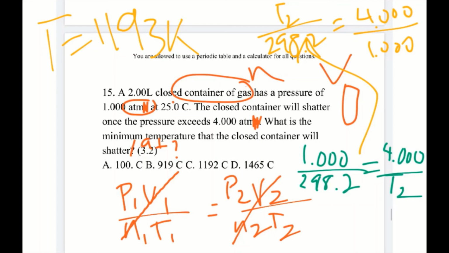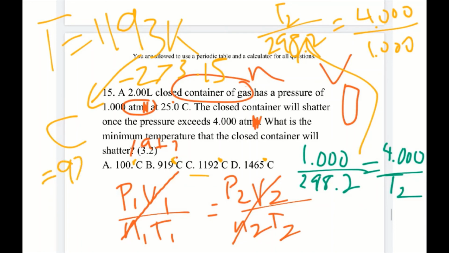But our answers are in degrees Celsius. I know I didn't put the degree symbol, but you know that it's Celsius. So we have to go backwards. Turning Kelvin back into Celsius, we have to subtract 273.15. So 1193 minus 273.15, and we get that C is equal to 920 degrees Celsius. And this is closest to 919. And it's probably just different due to rounding errors. And so the answer is B.